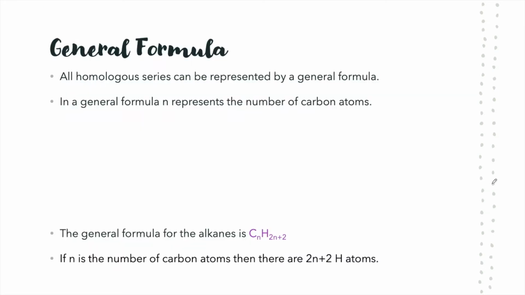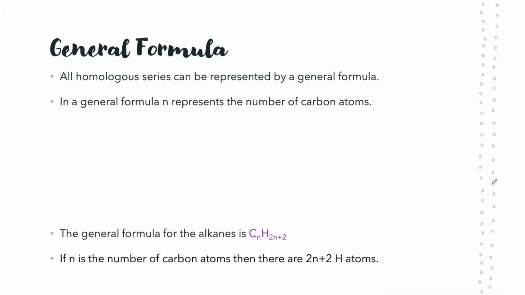So the definition for a homologous series was a group of compounds with the same general formula, similar chemical properties and gradually changing physical properties. So each homologous series that we are going to learn about can be represented by a general formula. Now in a general formula, the letter N represents the number of carbon atoms in the molecule.